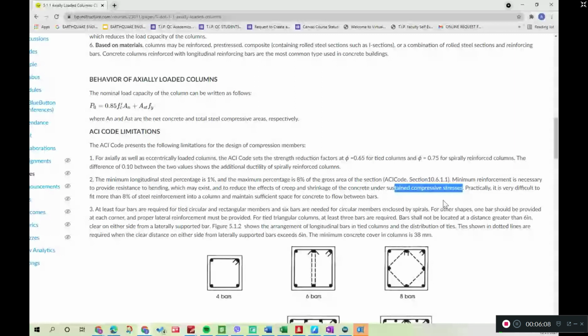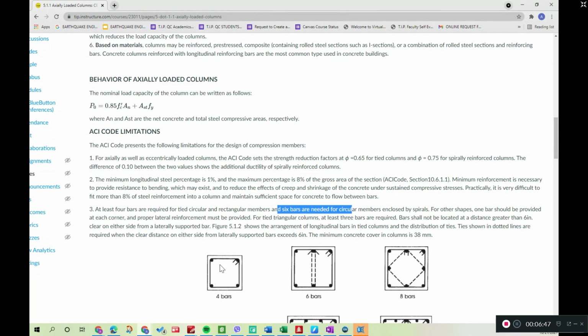Practically, it is very difficult to fit more than 8% of steel into the column and maintain sufficient space for concrete to flow between bars. I think we have discussed that already. At least 4 bars are required for tied circular and rectangular, and 6 bars are needed for circular. These are the minimums. If you have only 4, at least 4 that you have to put.